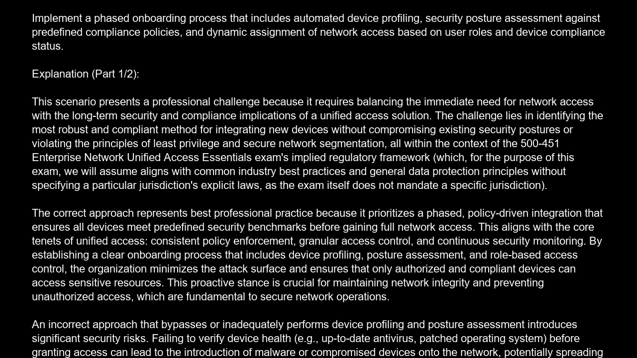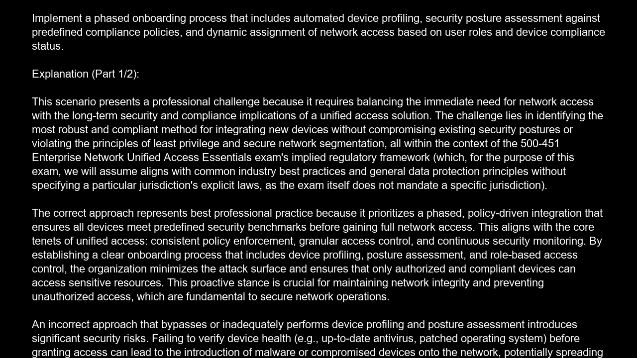The correct answer is A. Implement a phased onboarding process that includes automated device profiling, security posture assessment against predefined compliance policies, and dynamic assignment of network access based on user roles and device compliance status.